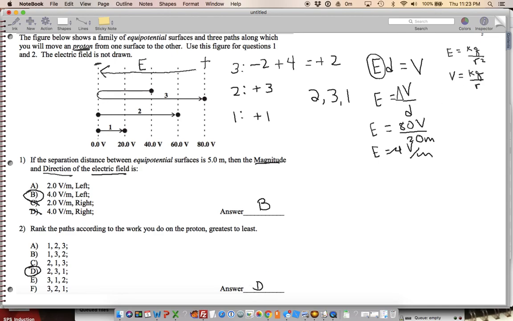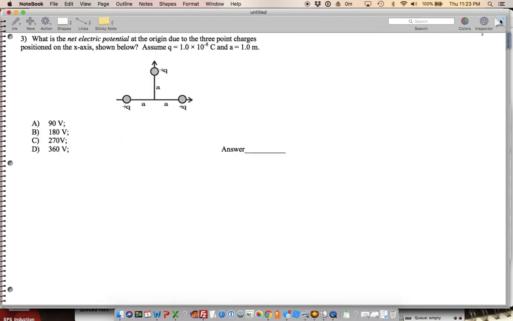Okay, let's do another one. Maybe we'll do a page per video. Okay, so this is similar to your homework 5 also, but now they added, to try to trick you, this charge up here, right? What students typically do is they see 2 charges on this axis and then a charge up here, and they think they're going to have to do components. They're going to think of vectors, but you don't want to do that. We're looking at electric potential.